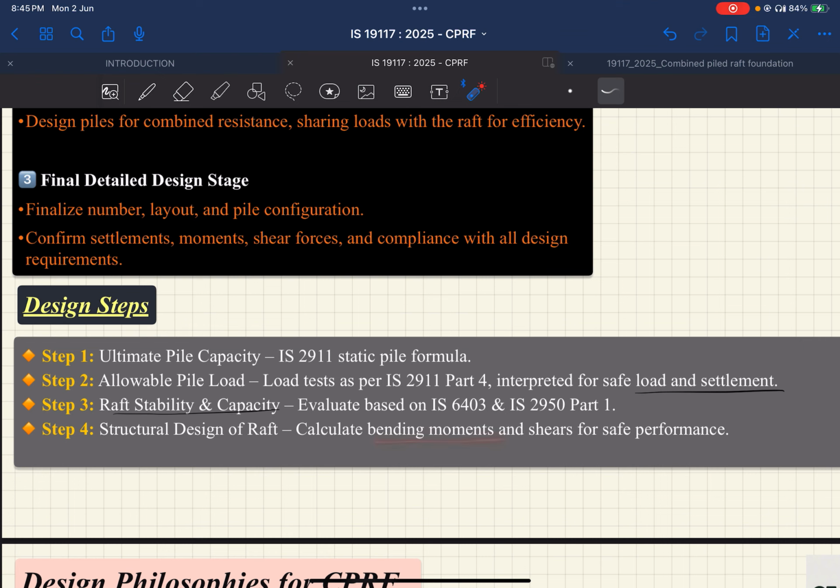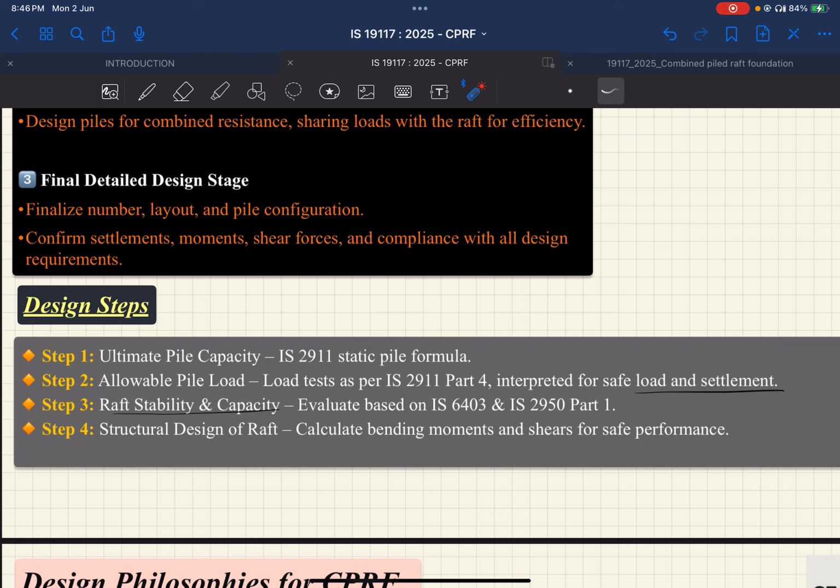In step 4, the structural design of the raft is done by calculating the bending moment and shear force acting on the raft due to the applied loads and the soil pressures. These values are used in the structural design of the raft, ensuring it can safely resist all imposed actions and provide the required performance, which is nothing but a safe performance.